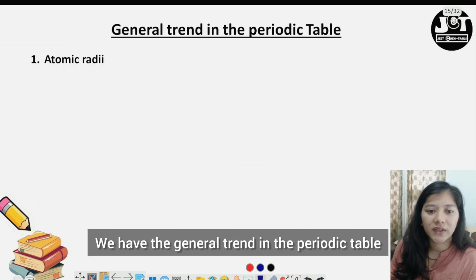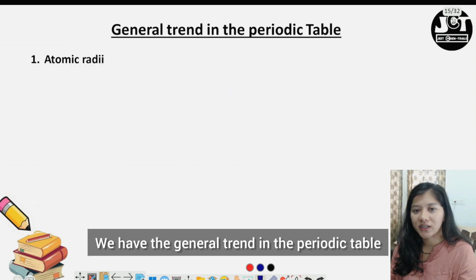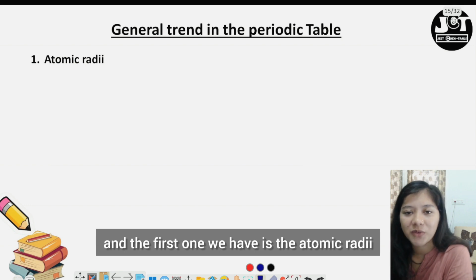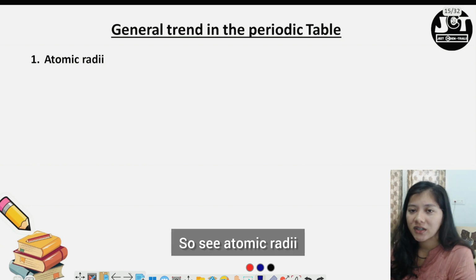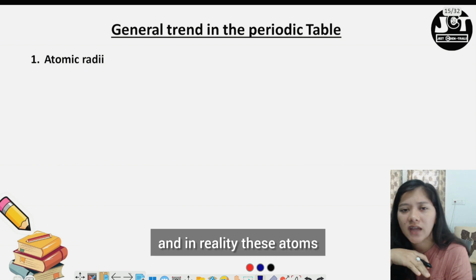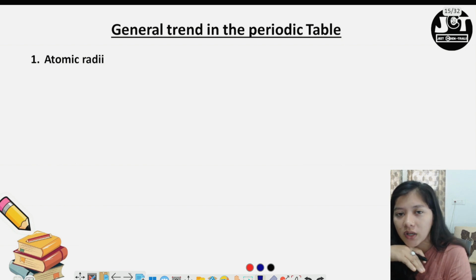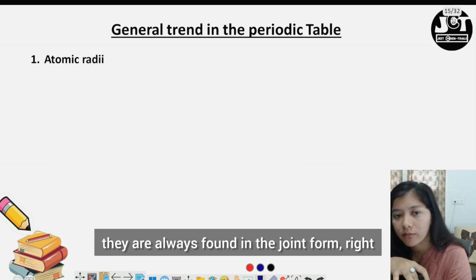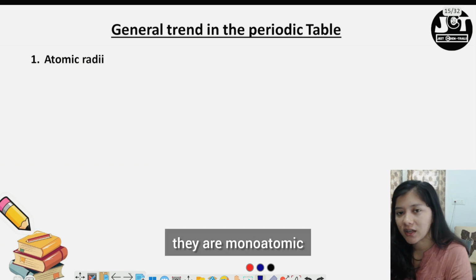Let's move on. We have the general trend in the periodic table, and the first one we have is the atomic radii. We have so many definitions for the atomic radii, and in reality these elements we are talking about are not found in nature in free form; they are always found in the joint form, right? Only the noble gases are monoatomic.